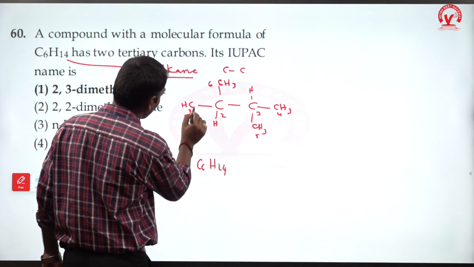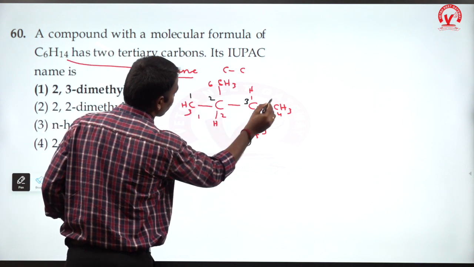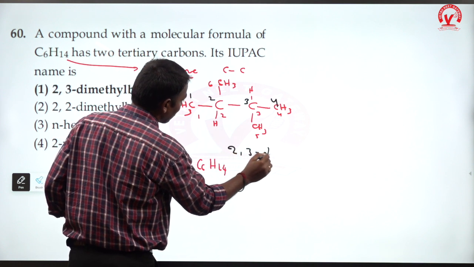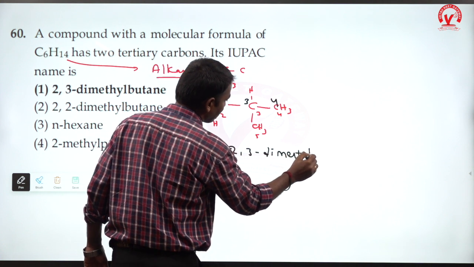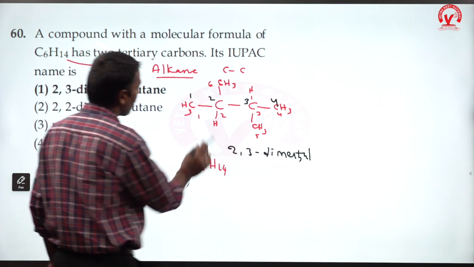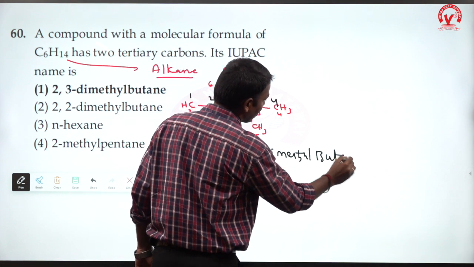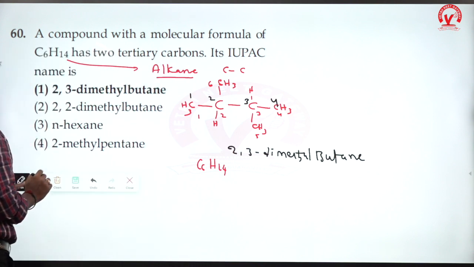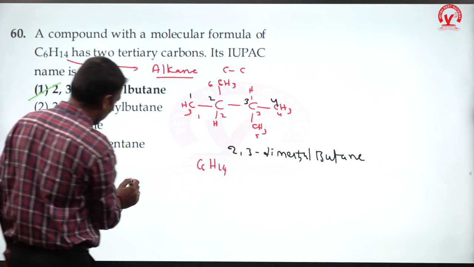So give the numbering here, 1, 2, 3, 4, right? So 2, 3 dimethyl. Root word is a 4 carbon chain, that is butane. 2, 3 dimethyl butane. So option 1 is the correct answer. Option 1 is the correct answer, 2, 3 dimethyl butane, right? Then move on to the next question.